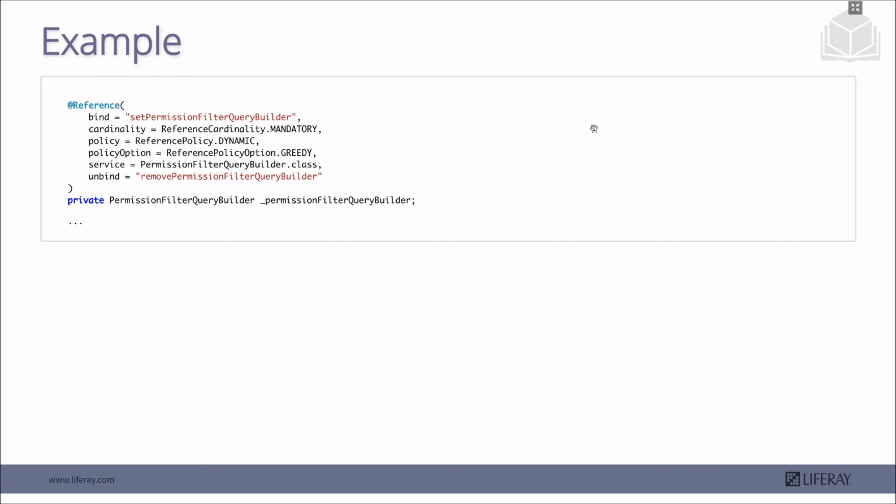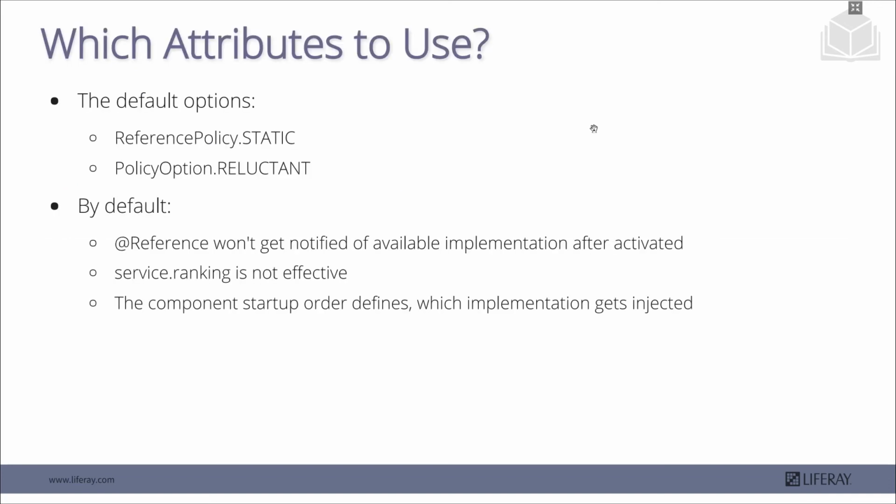So with all that being said, you can set a whole bunch of different properties, different attributes, within the @reference annotation to be able to control exactly which implementation you're going to grab and what happens when new implementations come up. Are you aware of them? Do you do anything with them? So a lot of different options there.